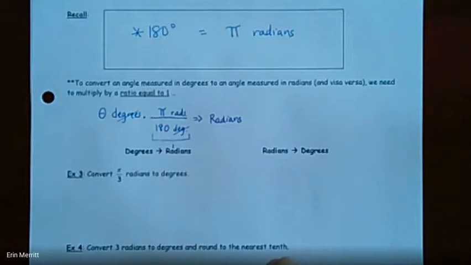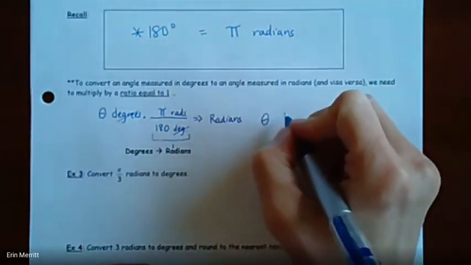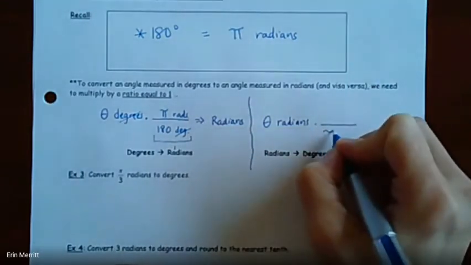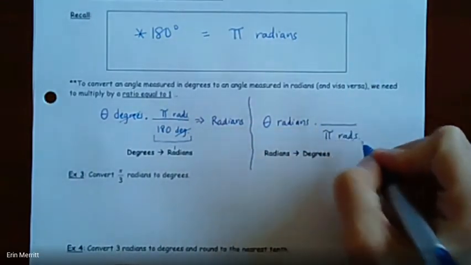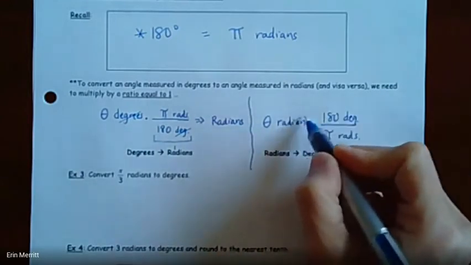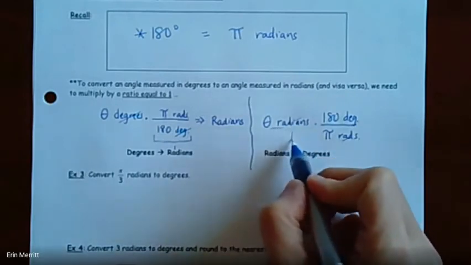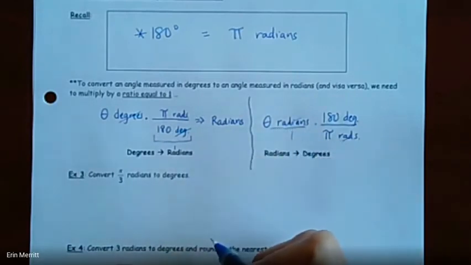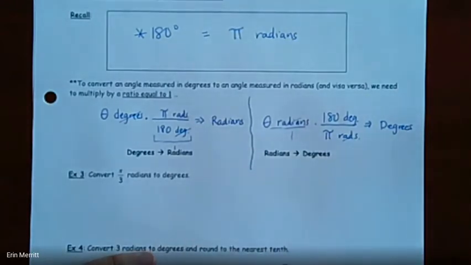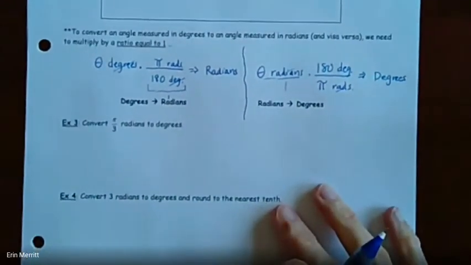If I want to go from radians back to degrees, you're just going to do the reverse. So you would start with the angle in radians. And when you want radians to cancel, the radians has to go on the bottom. So pi radians goes in the bottom, and the 180 degrees would go up top. This way the radians would cancel, because remember, this is over 1. So if you need to see that, that's why. And then you'd be left with your angle in degrees.